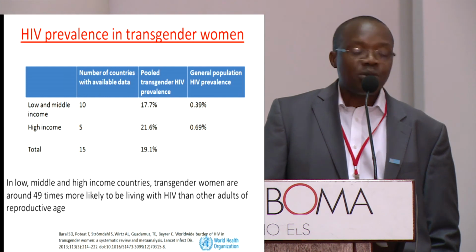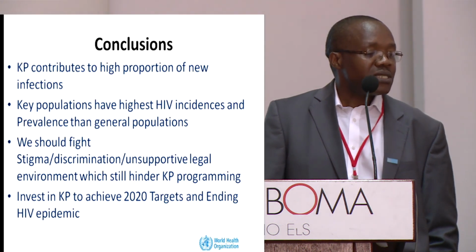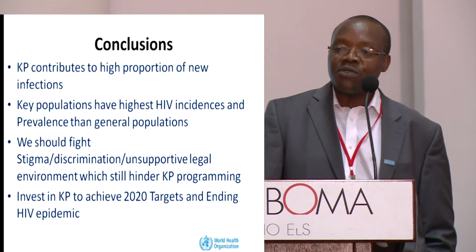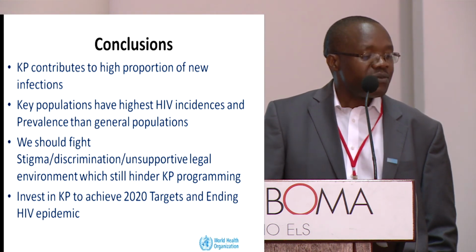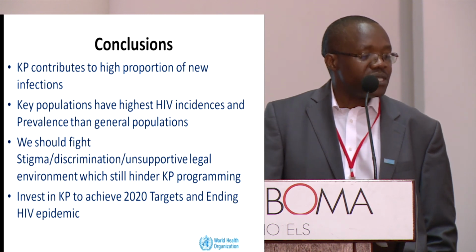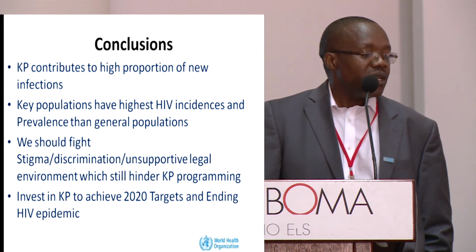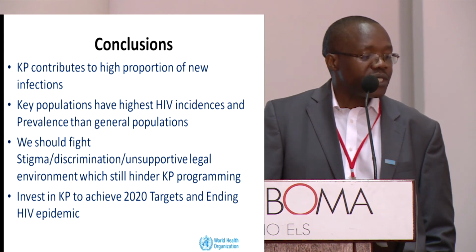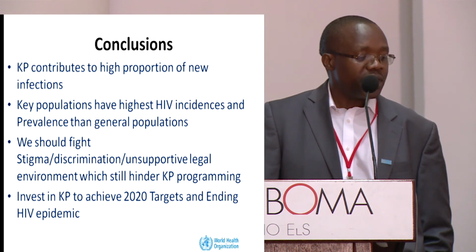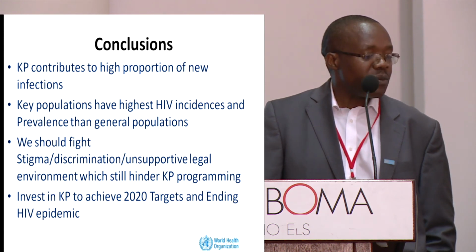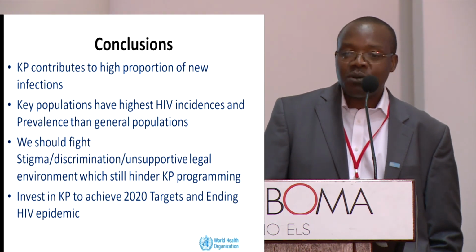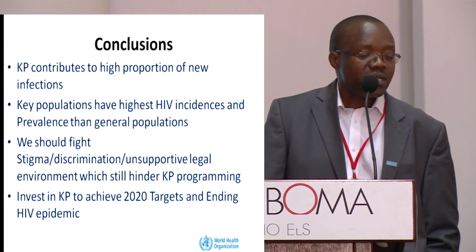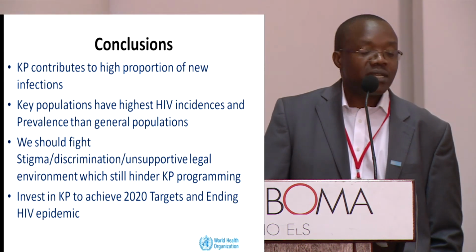Now, just to conclude: key populations still contribute a high proportion of new HIV infections. Key populations have the highest HIV incidence and prevalence compared to the general populations. We need to fight stigma and discrimination, and we need to create a very supportive legal environment to be able to improve our programming. And certainly, we need to invest a lot if we are to reach our 2020 and 2030 targets. Thank you very much.